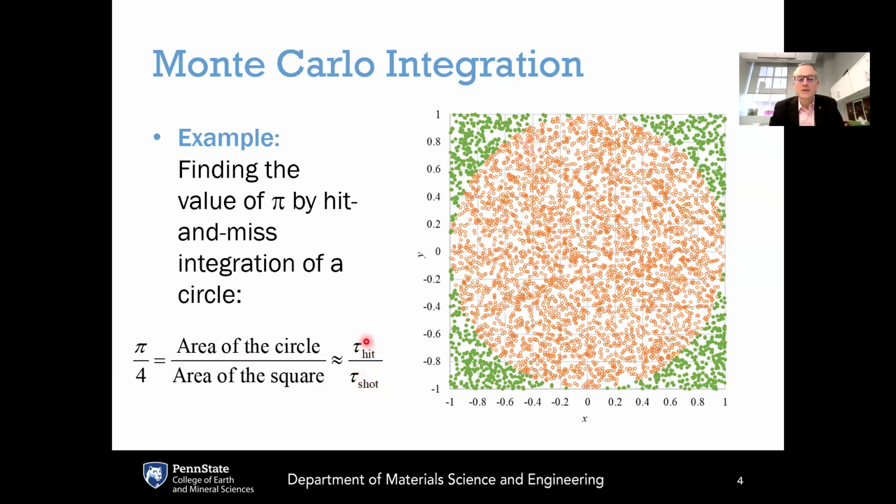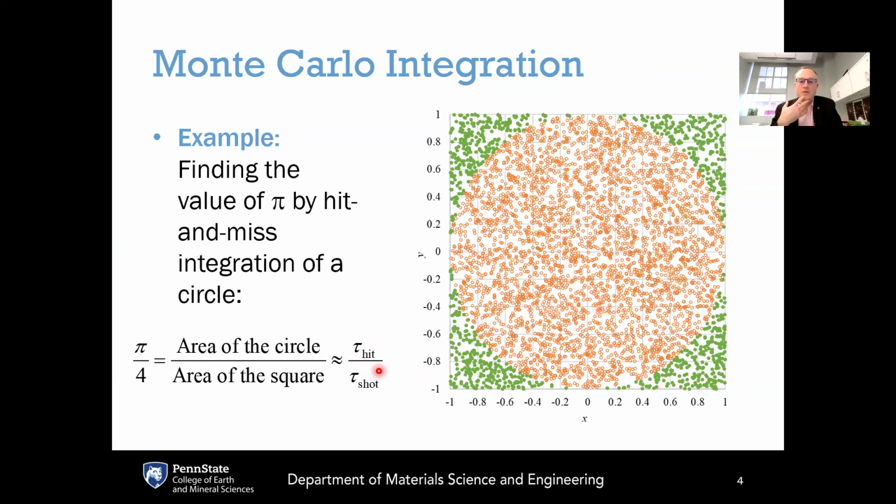So the number of hits here would be the number of points that fall within the circle, and the number of shots would be the number of points that fall within the square, including all those points that are in the circle itself. And this can give you a pretty good approximation of the value of pi. And the greater the number of shots that you take, the closer you will get to the actual value of pi. So you'll be able to get that with greater precision with a greater number of sampling.